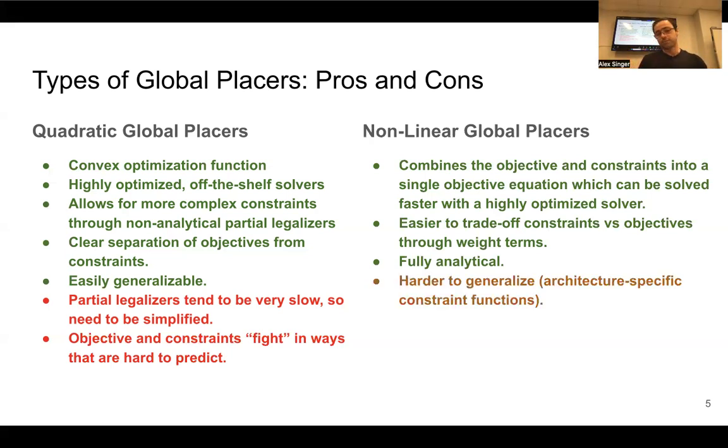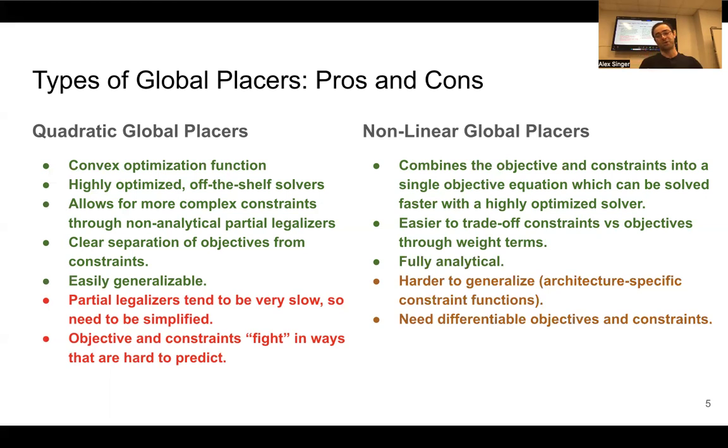One of the downsides is that it's harder to generalize. You kind of have to create architecture-specific constraint functions. Most of them aren't architecture-specific, but if you want to get really high-quality results, you kind of have to go deep into the architecture and create objective functions for that. You also need differentiable objectives and constraints, which can be somewhat limiting, especially because you need them to be efficient.